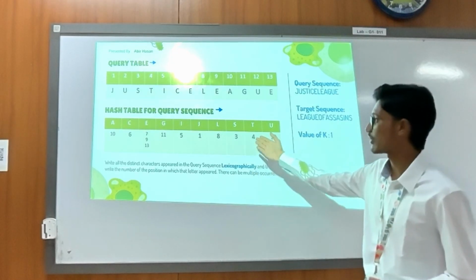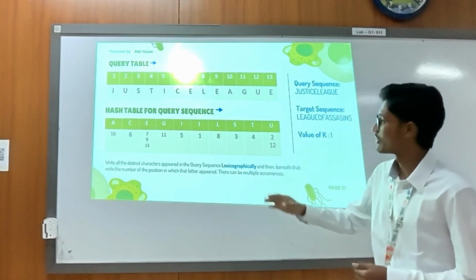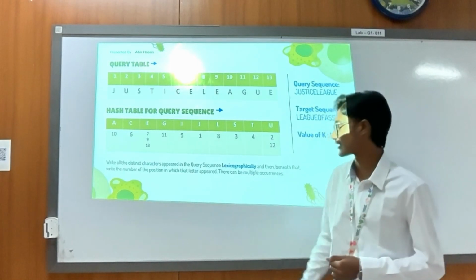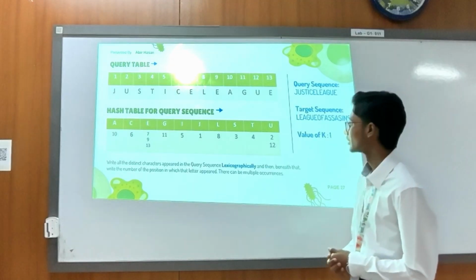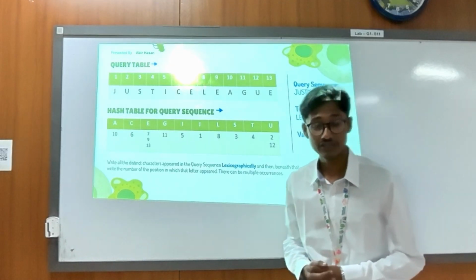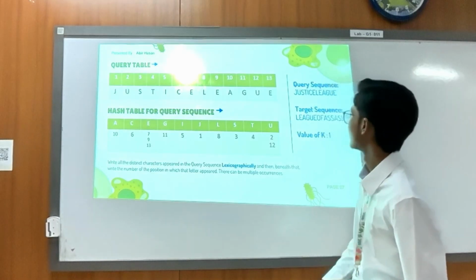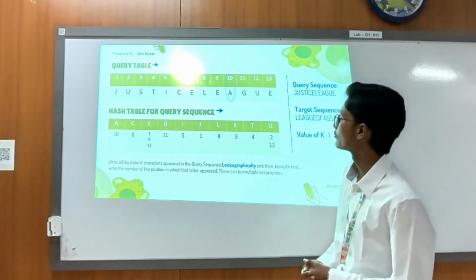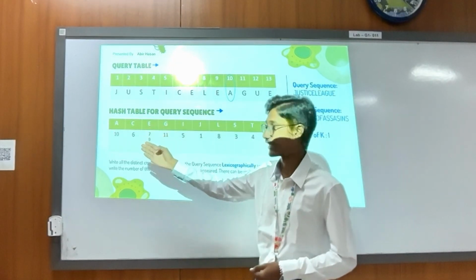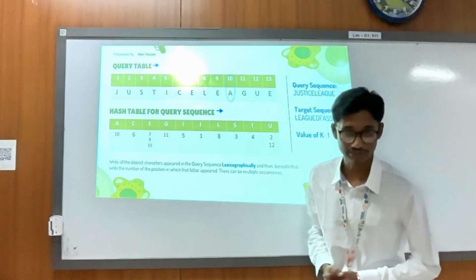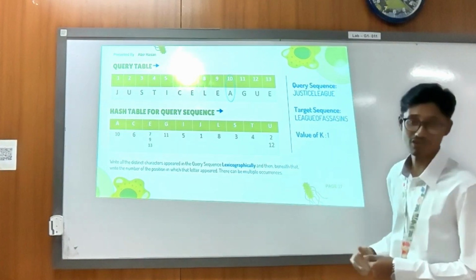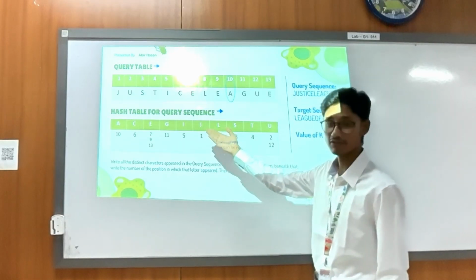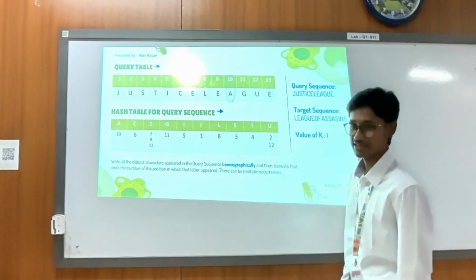The most interesting part is the hash table. To make the hash table, first of all, we have to take the query sequence and arrange the letters lexicographically to put them in the hash table. The first letter of the English alphabet is A, and there is an A in our query sequence, so we will take that A first, and then we will take C. Why C, not B? Because there is no B in our query sequence. Just like that, we will arrange the letters lexicographically in the hash table.